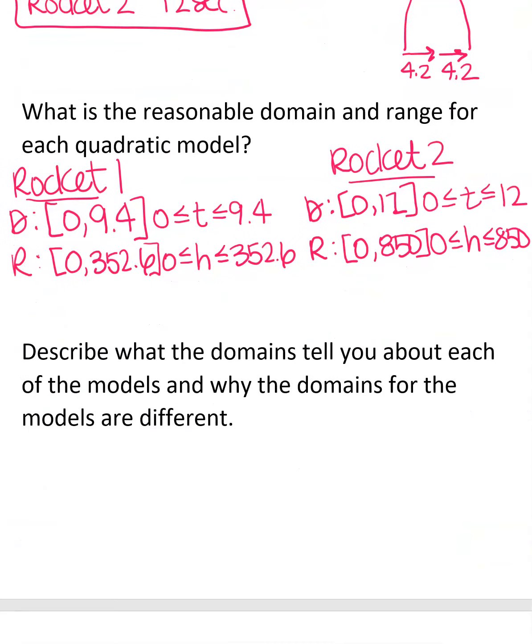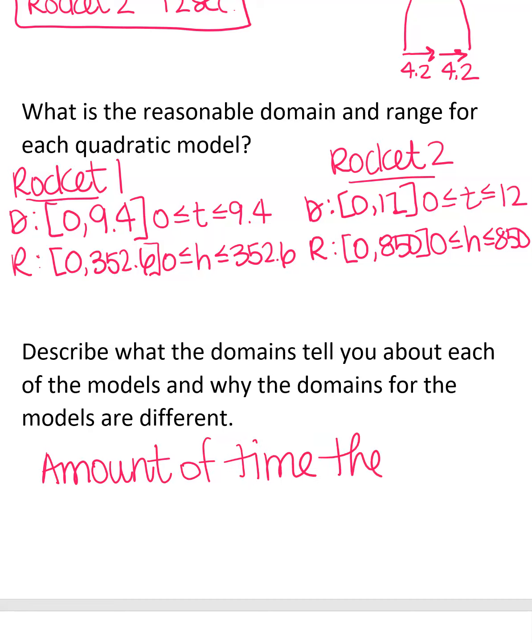Describe what the domains tell you about each of the models and why the domains of the models are different. We'll think about rockets in that every time you shoot a rocket, it's probably going to go a different distance due to many factors. So the domains tell you the amount of time the rocket is in the air. Different models would be in the air at different amounts of times.